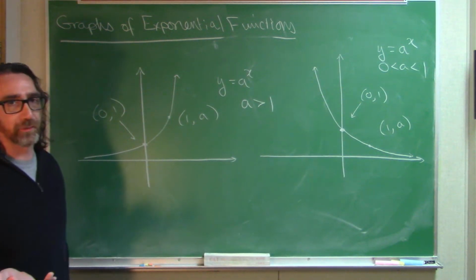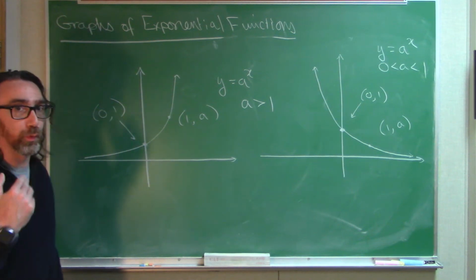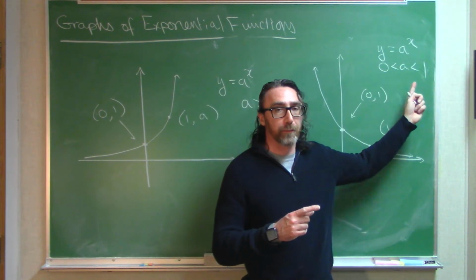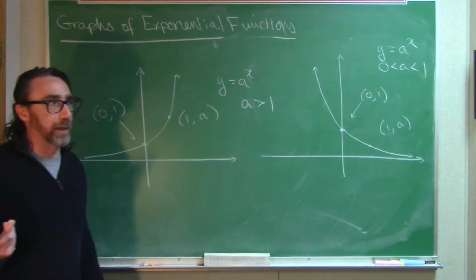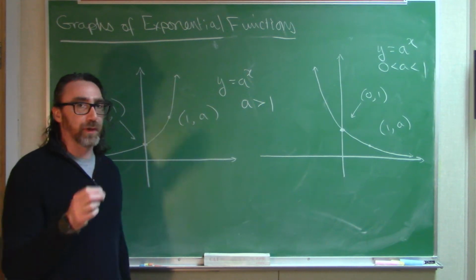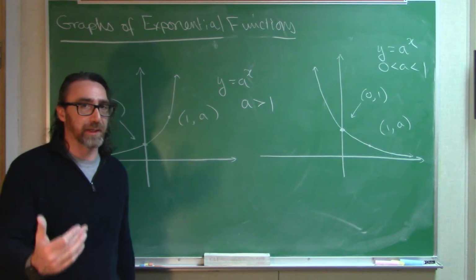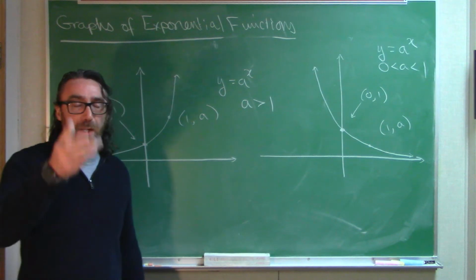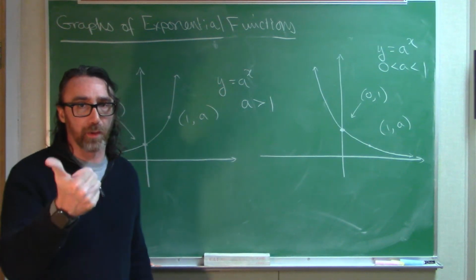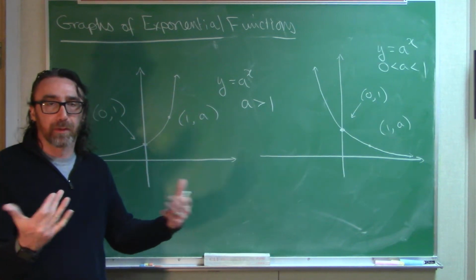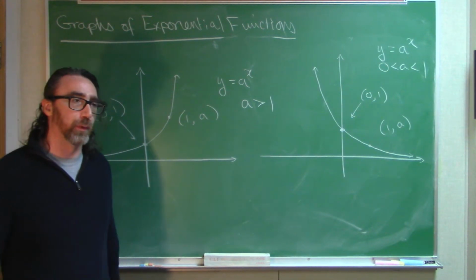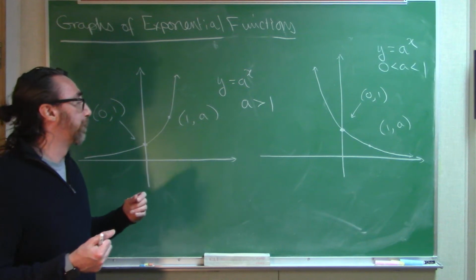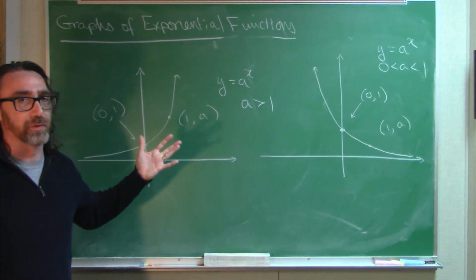So you might notice two things. I excluded the possibility that A equals 1, right? This is if A is greater than 1, and this is if A is less than 1. So why did I exclude that? Well, the reason is an exponential function with base 1 is not a very interesting function, and it's not going to fit this type of behavior. You take 1 to any power, you get 1 back again. You take 1 to the fifth power, 1 times 1 times 1 times 1 times 1, you get 1. So in that case, flat horizontal line. It doesn't fit this type of behavior.